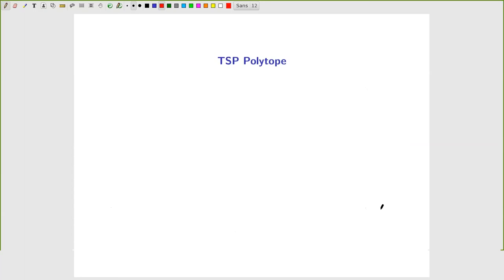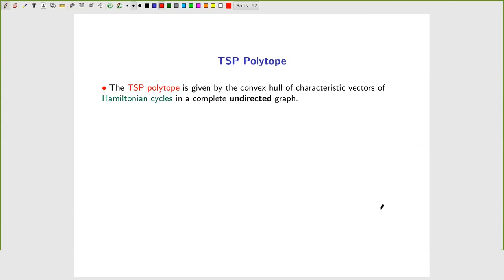So what is the TSP polytope? The TSP polytope is given by the convex hull of characteristic vectors of Hamiltonian cycles in a complete undirected graph. I want to stress that for the TSP polytope, the graph is complete. So you have an undirected graph, which is complete, you take the characteristic vectors of all Hamiltonian cycles, and the convex hull is the TSP polytope.